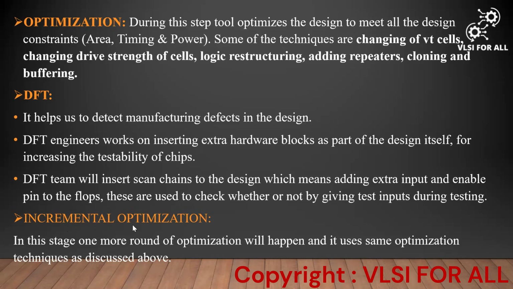And the next step is incremental optimization. Incremental optimization means we have already gone through one optimization. After performing DFT, one more optimization will happen, so that's why we call it incremental optimization. In this stage, one more round of optimization happens, and it uses the same optimization techniques as discussed above: changing VT cells, changing drive strength of the cells, logic restructuring, and adding repeaters, cloning and buffering. All these techniques will be applied again to get a better optimized netlist.